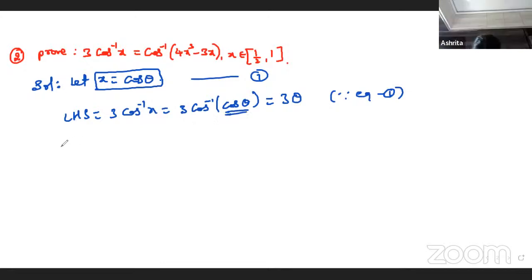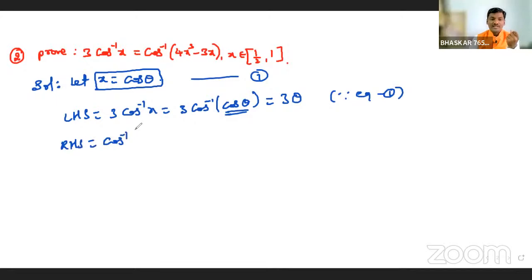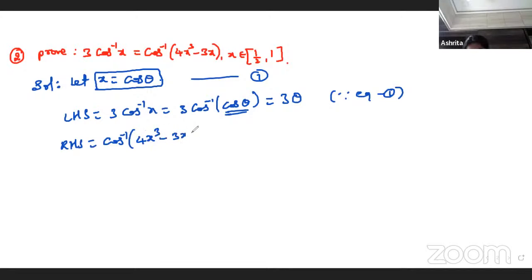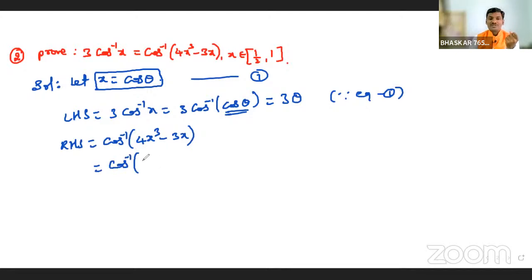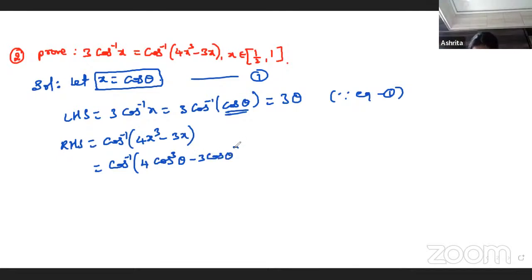Now I am taking the RHS. What is the RHS? Cos inverse of 4x cube minus 3x. Now I am going to substitute here. 4 into x cube becomes 4 cos cube theta, minus 3x, which is 3 cos theta.